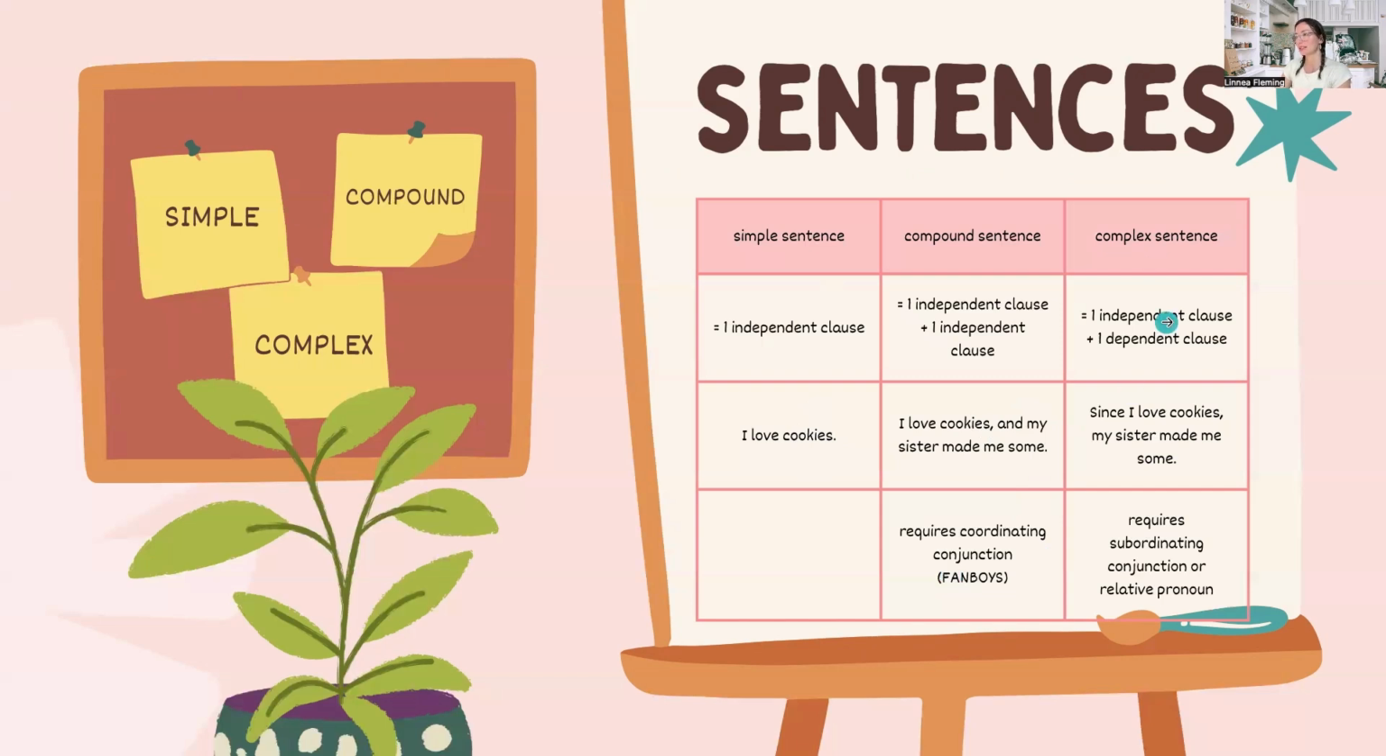A complex sentence, since I love cookies, my sister made me some. There's a little bit more of a relationship going on, a more complex cause and effect kind of relationship going on here, since I love cookies. So that is an example of a complex sentence with a dependent clause.